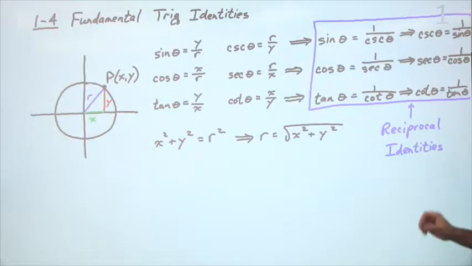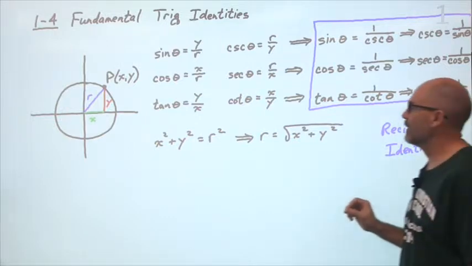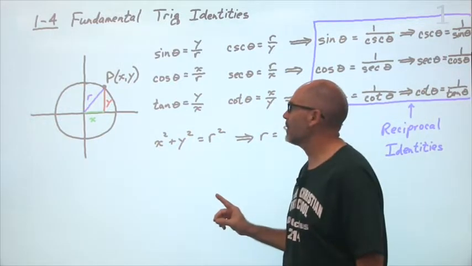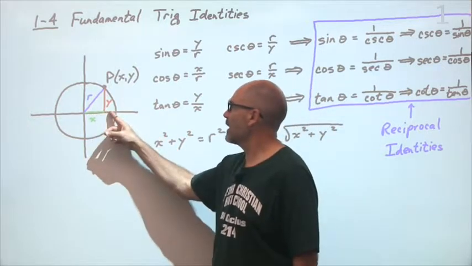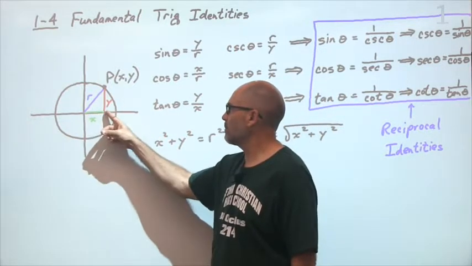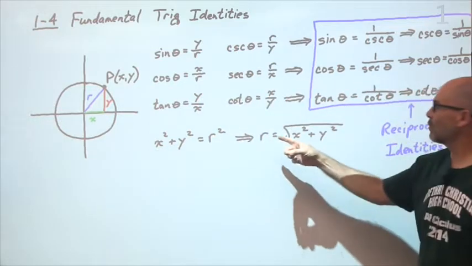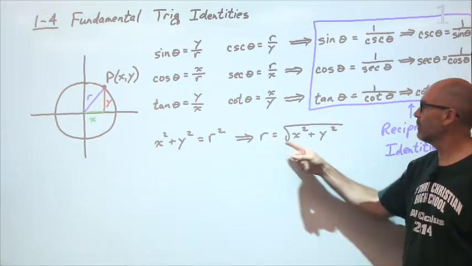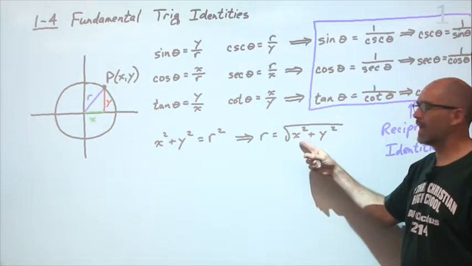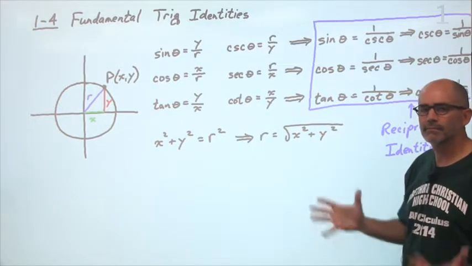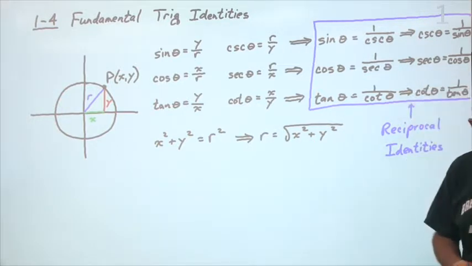Now, the other identity we have here is from the Pythagorean theorem. We've got this right triangle, and so x squared plus y squared equals r squared. And that means that the radius is going to equal the square root of the quantity x squared plus y squared. Piece of cake. Okay, cruising onward.